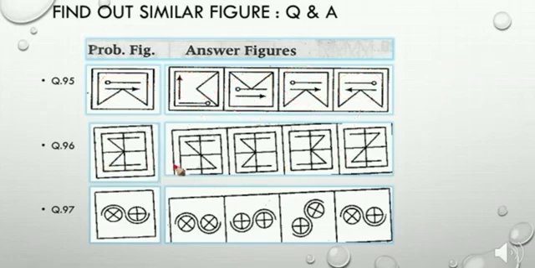Let's go to question number 96. Let's check for this portion. Let's check for this portion. This portion is not matching. Here this portion is matching. In this, option 3 is not matching. Option 4 not matching. So option 2 is the correct answer.